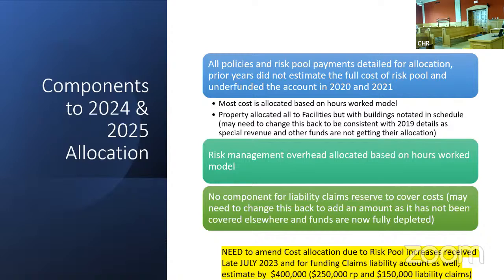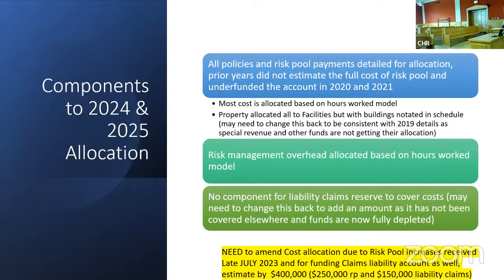Risk management overhead was allocated like it was before. There was no component in this current billing for the liability claims reserve to cover those costs. So I absolutely know that in the next budget revision, I have to go back and redo our cost allocation for this to include something.